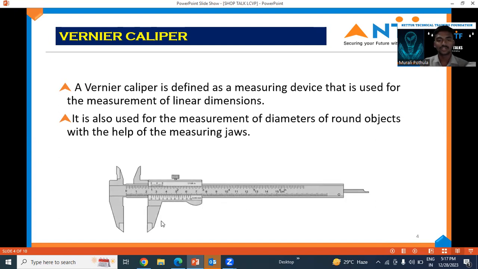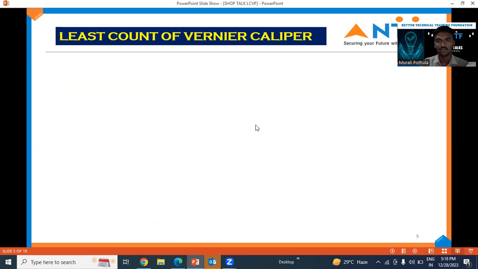Here we can see the picture of vernier caliper. The large jaws are known as outer jaws. These are used to measure the outer dimensions of a job, known as a workpiece. The small jaws are known as inner jaws. These are used to check and measure the diameters of round objects, known as cylindrical objects.